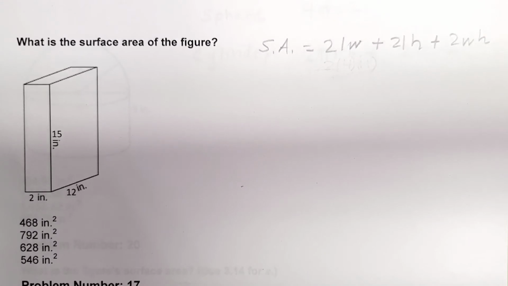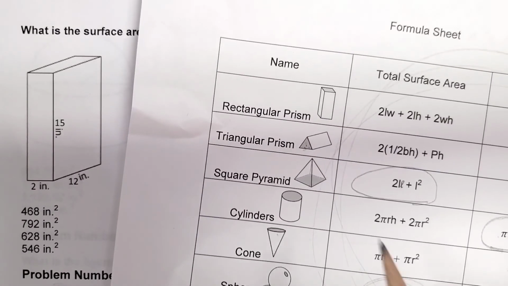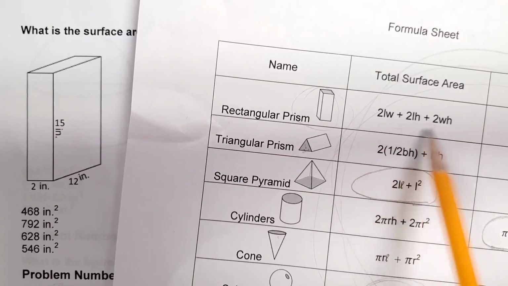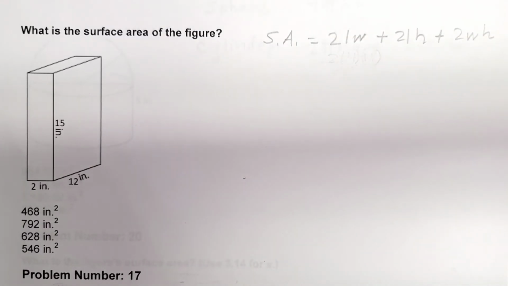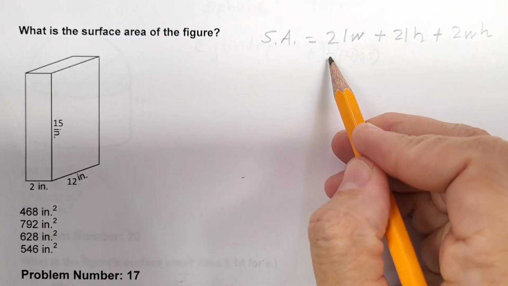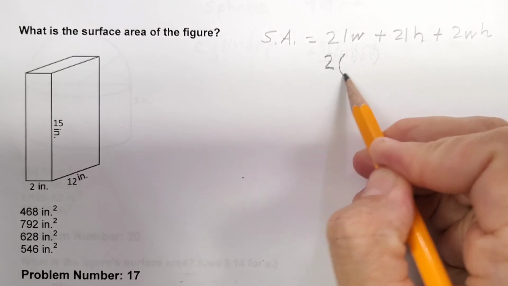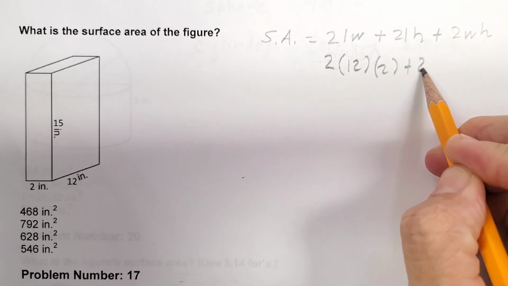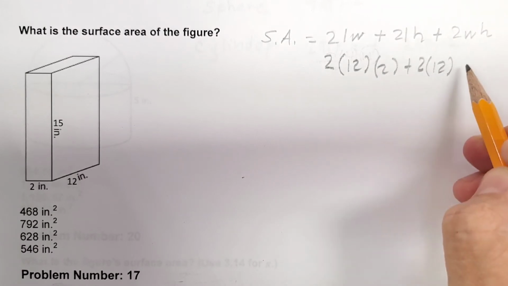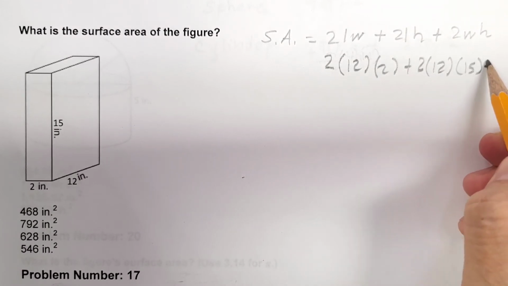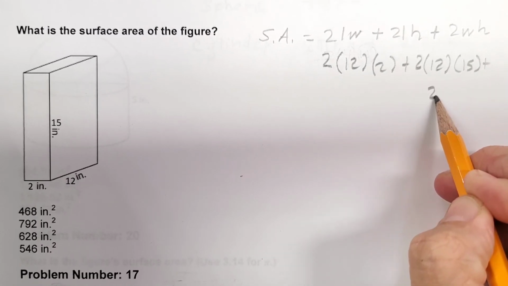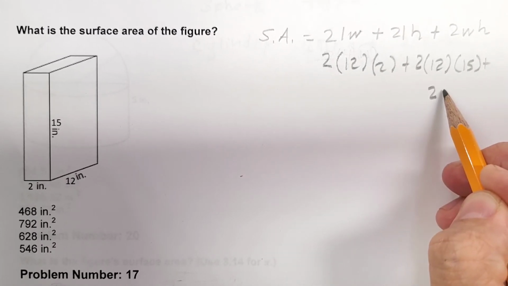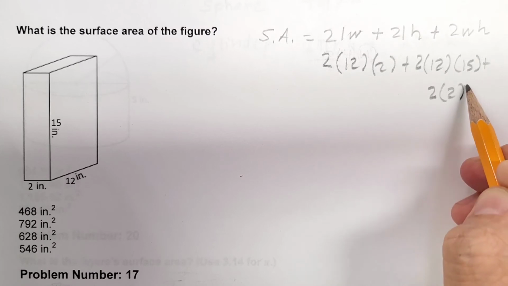Okay, what is the surface area of this figure? This is a rectangular prism. Right here. This is how you find the surface area of this figure. Twice the length times the width. The length would be 12. The width would be 2. Plus twice the length again, but now the height, which is 15, plus twice the width, which is 2, and the height, which is 15.